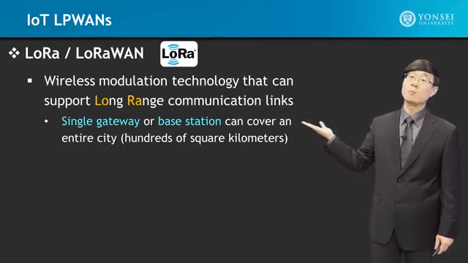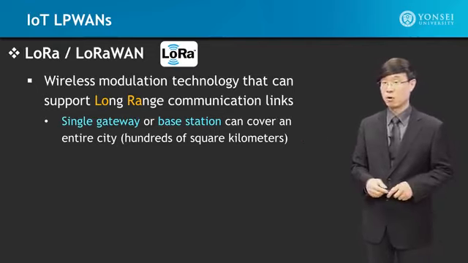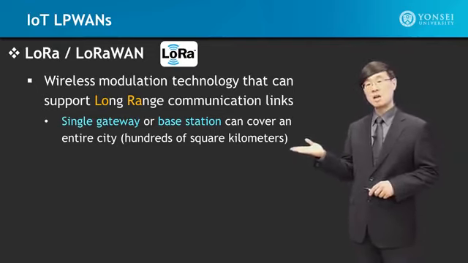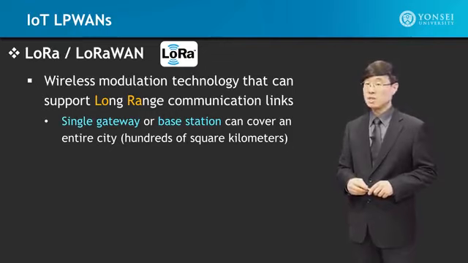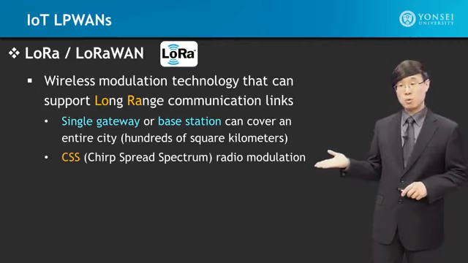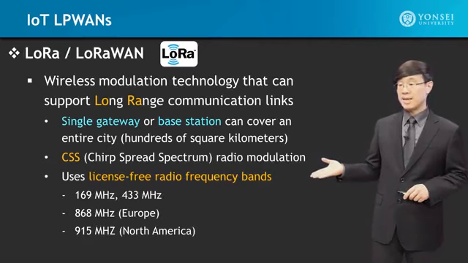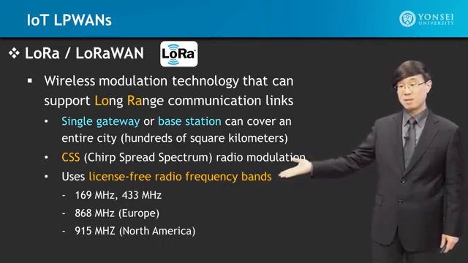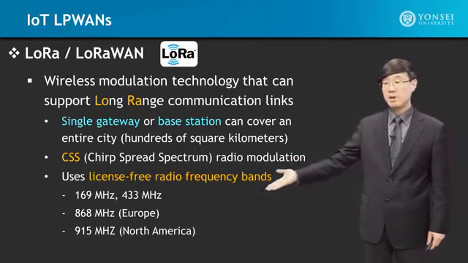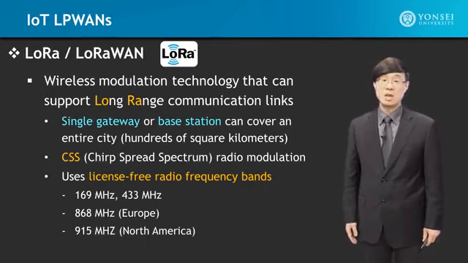Now, of course, some cities are huge. So we cannot say that every city is coverable, but a lot of applications do exist where sufficient size areas are coverable. In addition, it uses a protocol called CSS, which is Chirp Spread Spectrum Radio Modulation. It uses license-free, unlicensed radio frequency bands at 169 MHz, 433 MHz, 868 MHz in Europe, and the 915 MHz range in North America.